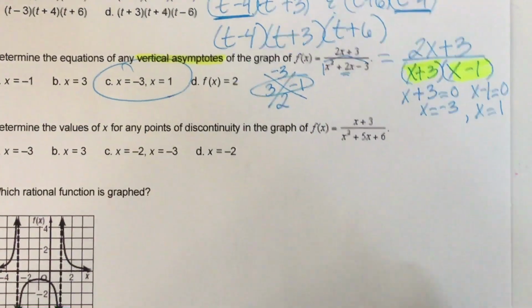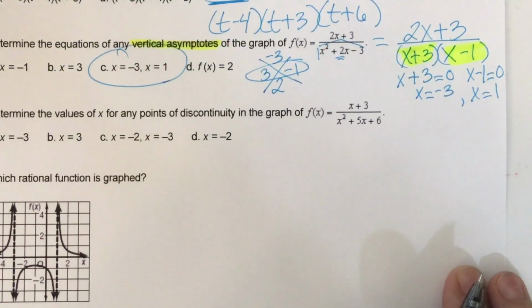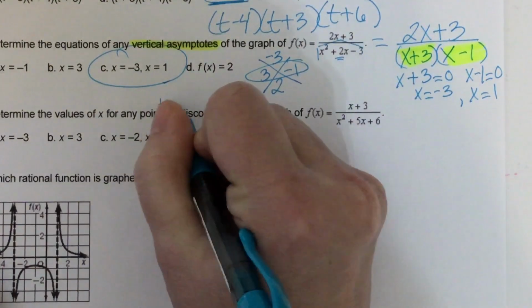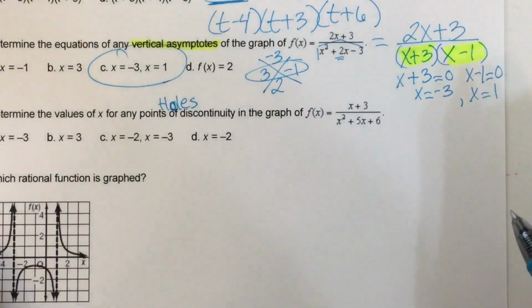All right, the next one. Number 10, determine the values of x for any points of discontinuity. So that's talking about holes. Whenever it says any points of discontinuity, they're talking about any holes.